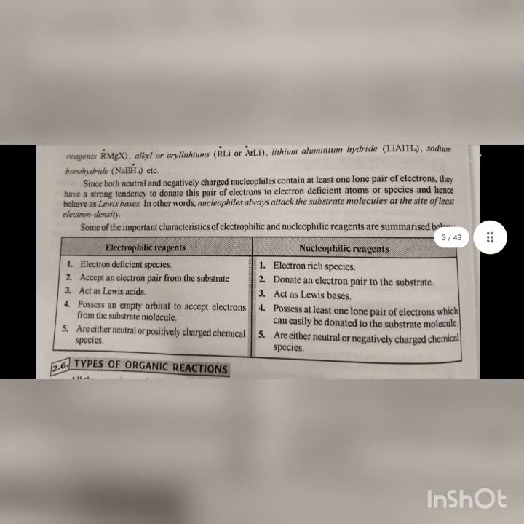Now some of the important characteristics of nucleophilic and electrophilic reagents are summarized below. Electrophiles: they are electron deficient species. Nucleophiles: electron rich species. Electrophiles accept an electron pair from the substrate, act as Lewis acids, possess an empty orbital to accept electrons from the substrate molecule, and are either neutral or positively charged chemical species. Next, characteristics of nucleophilic reagents.